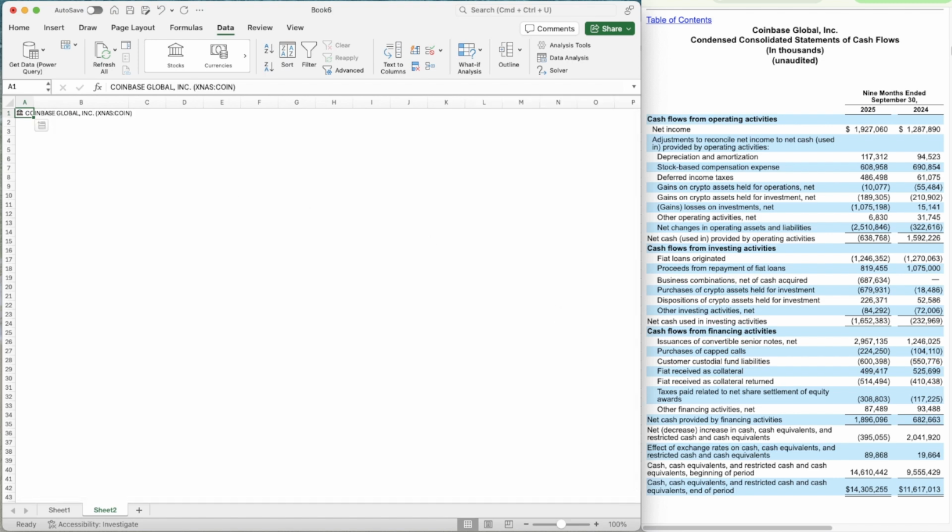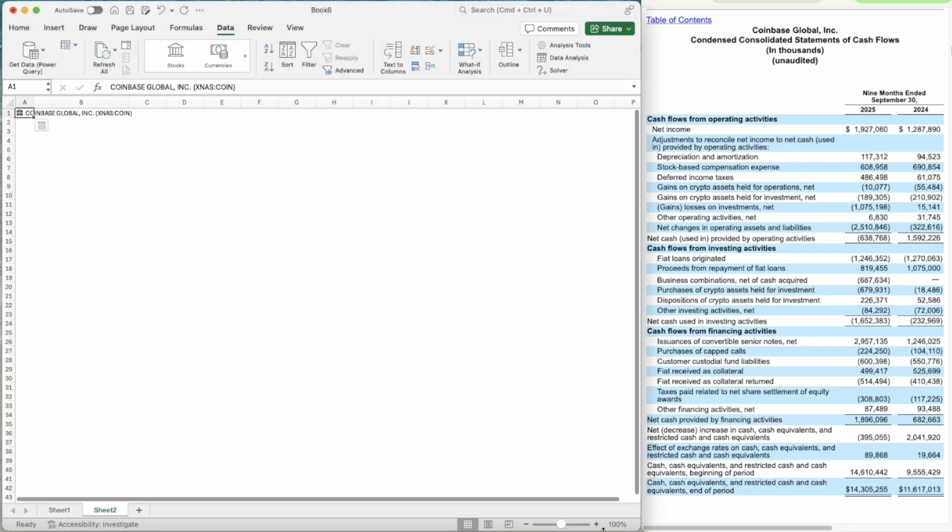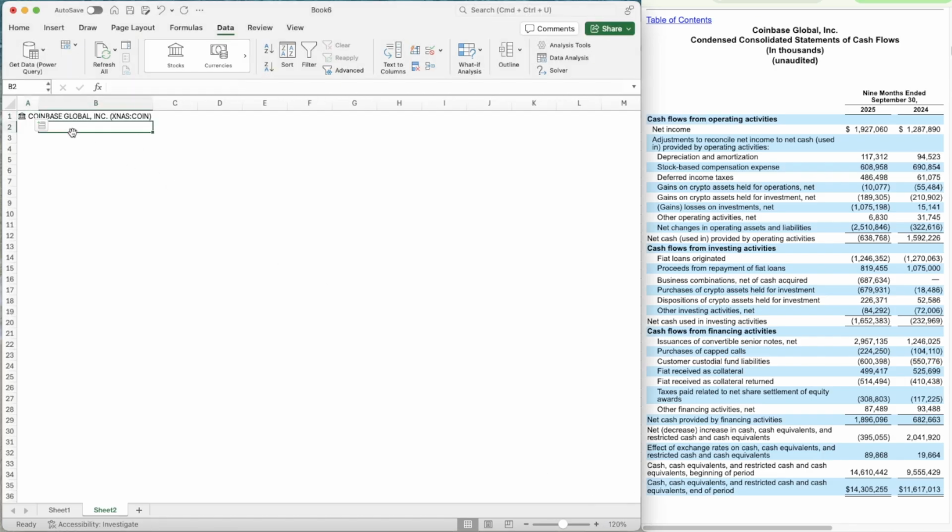There we go. Okay, so what is the WACC? The WACC is the weighted average cost of capital, and it equals your percentage of equity multiplied by your cost of equity, plus your percentage of debt multiplied by your cost of debt multiplied by 1 minus your tax rate.